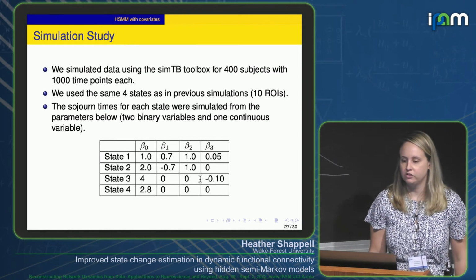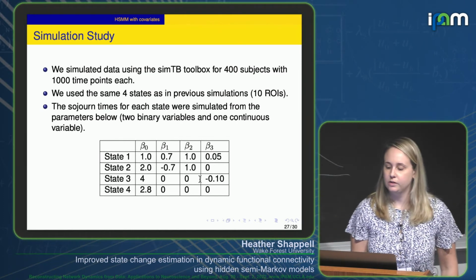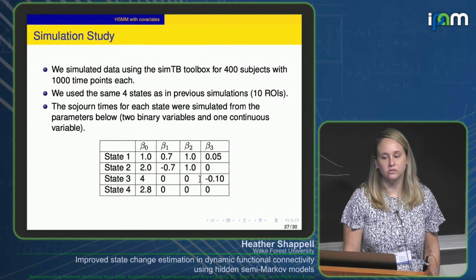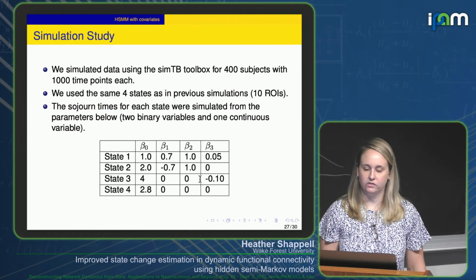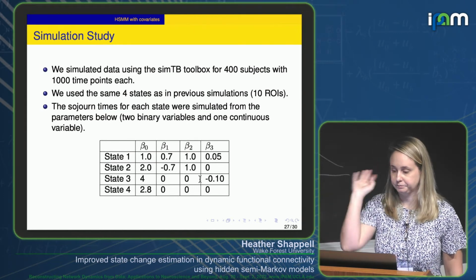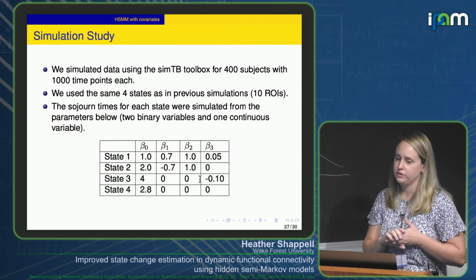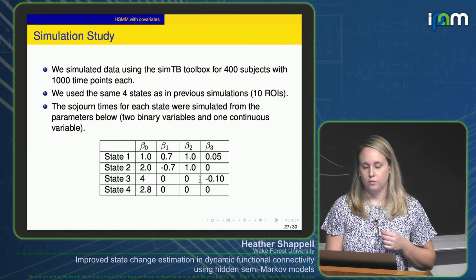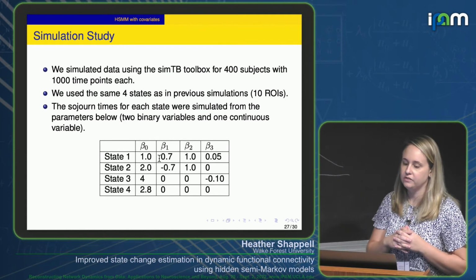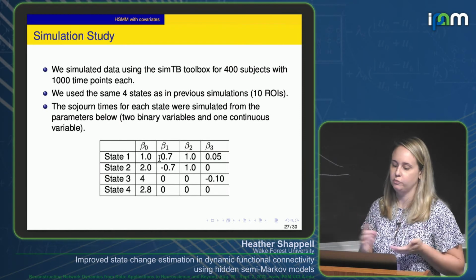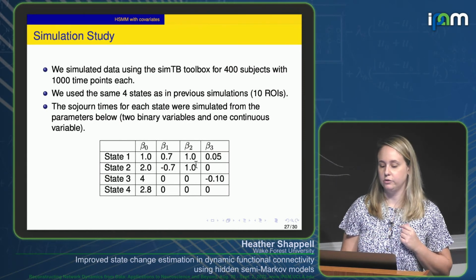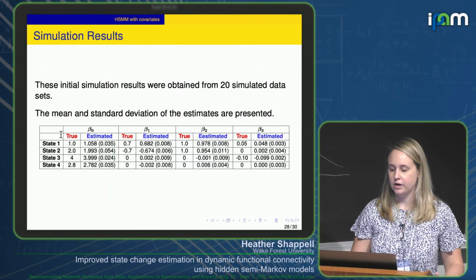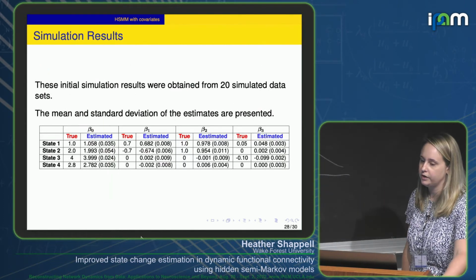And we did some simulations here. We used the SimTB toolbox again, and we simulated for 400 subjects, each with 1,000 time points. We used the same 4 states as in previous simulations that I mentioned. So we just did 10 regions of interest. We kept it simple. We simulated data from some fictitious parameters here. We did 2 binary and 1 continuous. And here were the true values. And here I have the true and the estimated. So we are very close for all of those.